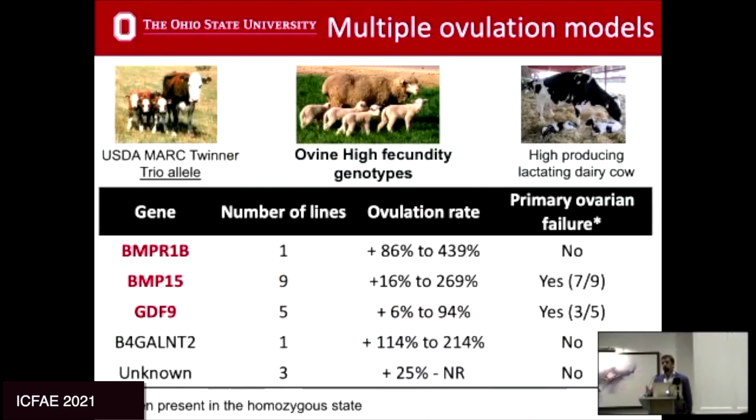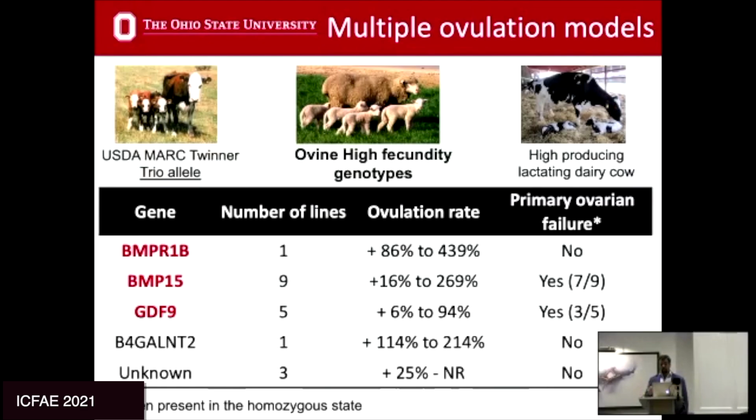As with any biological process, it's a useful tool to use abnormal phenotypes to study these mechanisms. In the case of follicle selection in a monovular species, that would be the occurrence of multiple ovulations. So there are several models in ruminants, starting with the high fecundity alleles in sheep, the USDA Marc twinner cattle, or the high producing lactating dairy cow. In fact, the high fecundity genotypes in sheep have been a very interesting model because they have discovered new mechanisms that were previously unknown that work on the regulation of granulosa cell function.